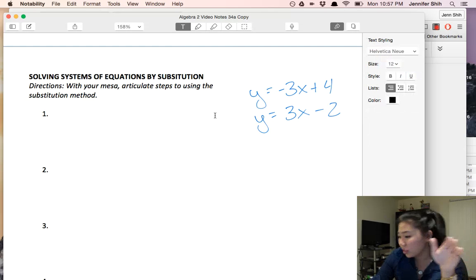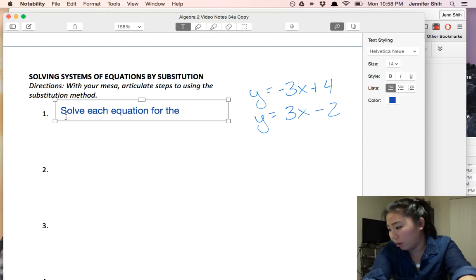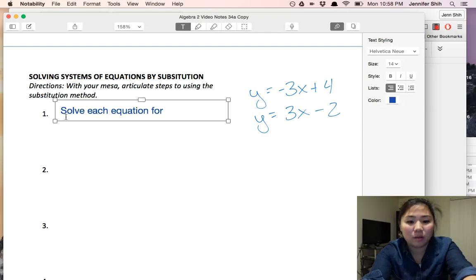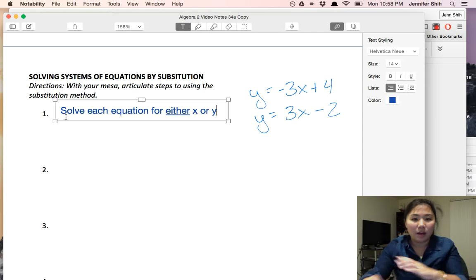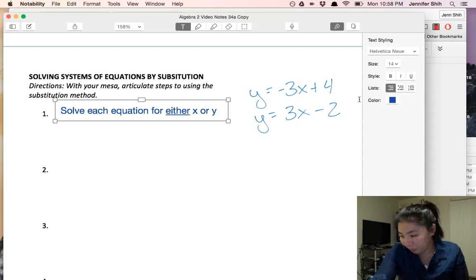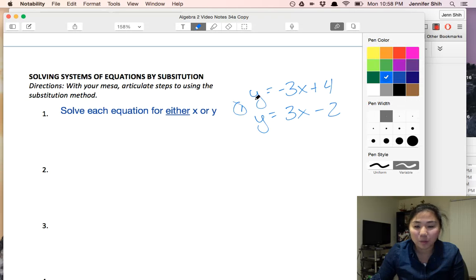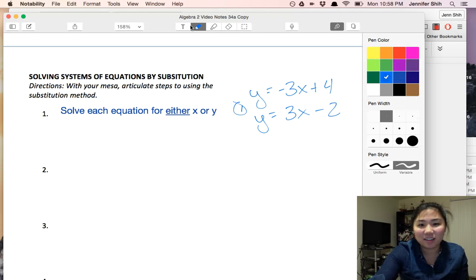The first thing I'm going to want to do is solve each equation for the same variable, either x or y. Whichever one you choose, commit. Either solve both of them for x or both of them for y. In our example, they're both solved for y. So that's our first step, done. We solved both of them for y. They were given.